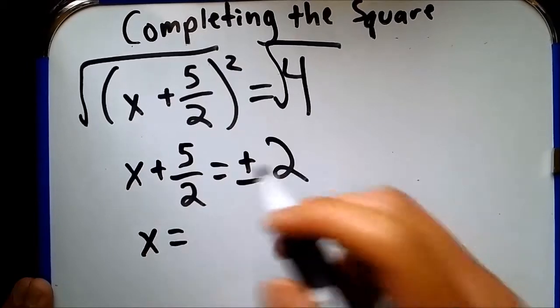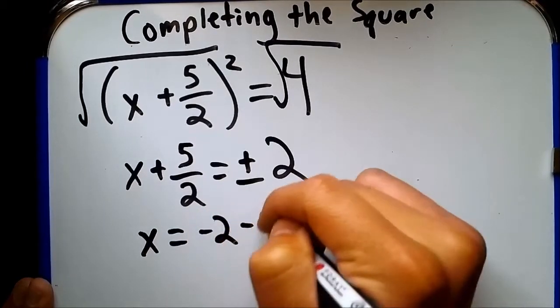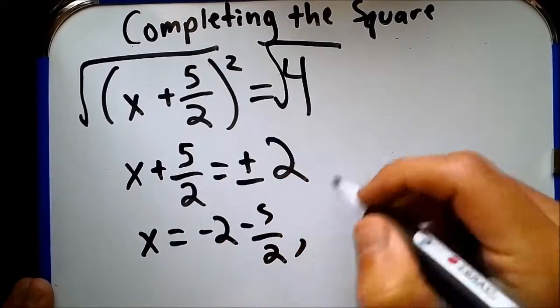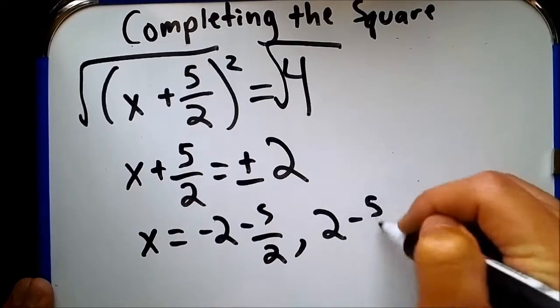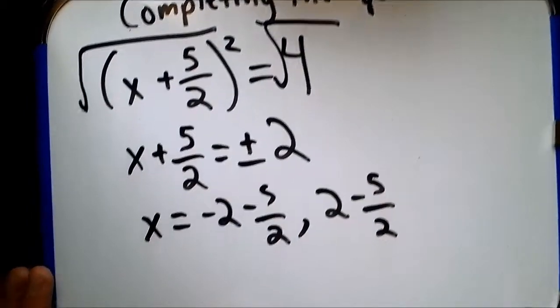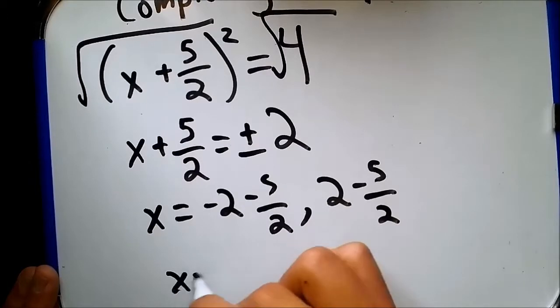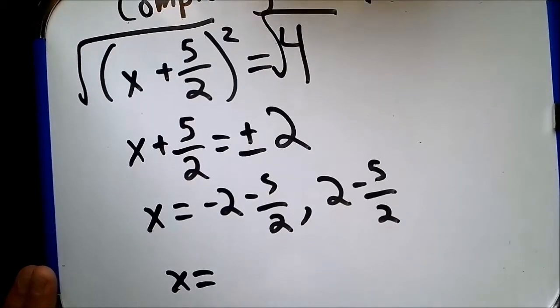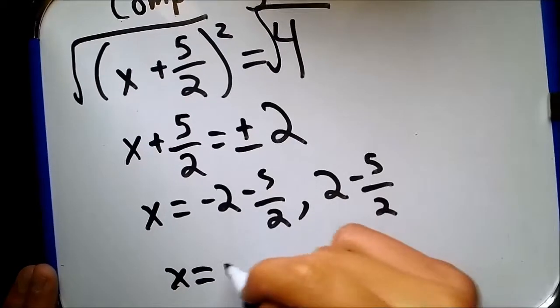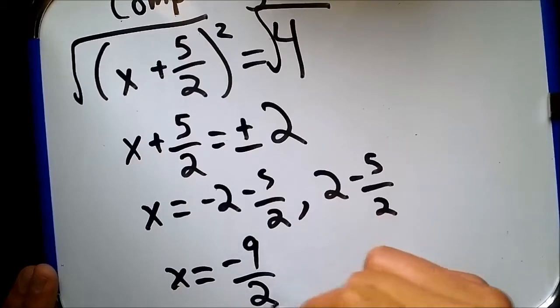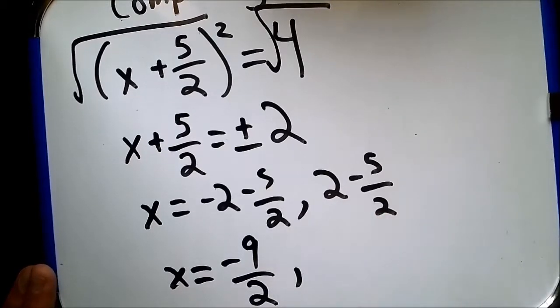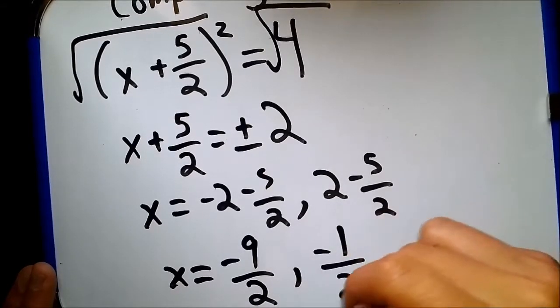So we now know that x is equal to negative 2 minus 5 over 2, or 2 minus 5 over 2, which we can actually rewrite as x is equal to, let's see, negative 9 over 2 and negative 1 over 2.